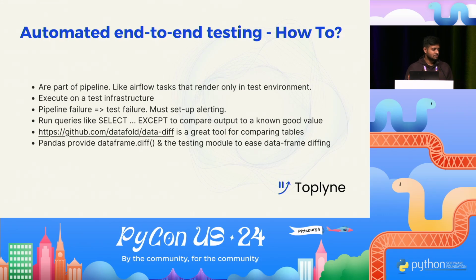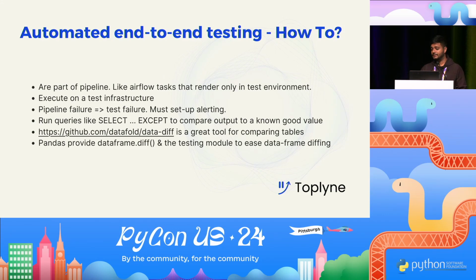The simplest way would be to make tests part of your pipeline. Add a little Airflow task that runs only in a test environment. Once you set up your test environment, you can add a task at the end that does some assertions. For that you need to configure some alerting that says, hey, a pipeline has failed, so your test has failed.